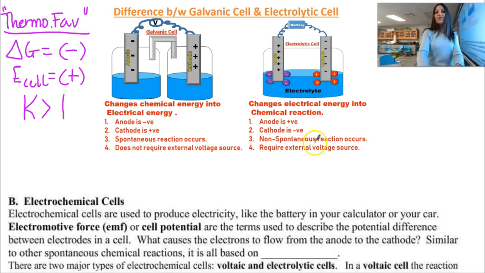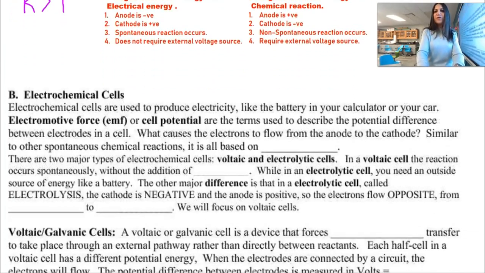Okay. So let's take a look at these electrochemical cells here. And one of the cool things is that it's like a battery in your calculator or in your car. They call it either the EMF, the electromotive force, or they'll call it the cell's potential. And these are given units of volts, they'll use voltage. These are the terms that are used to describe the potential difference between the electrodes in a cell. What causes the electrons to flow from an anode to a cathode?